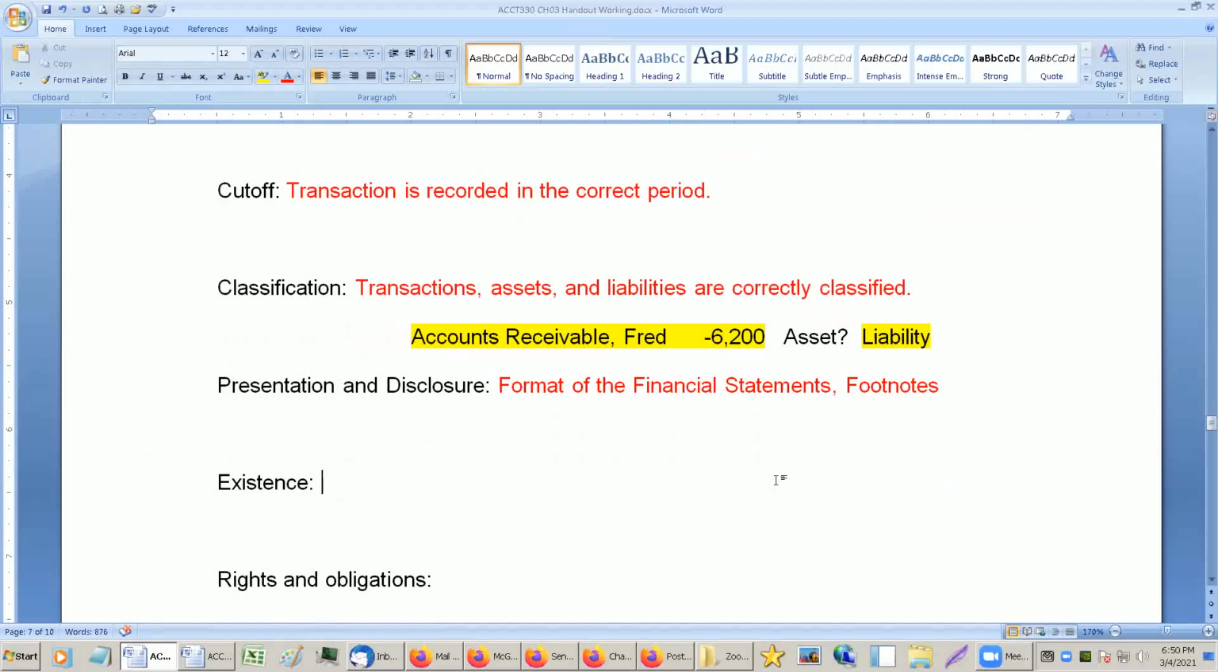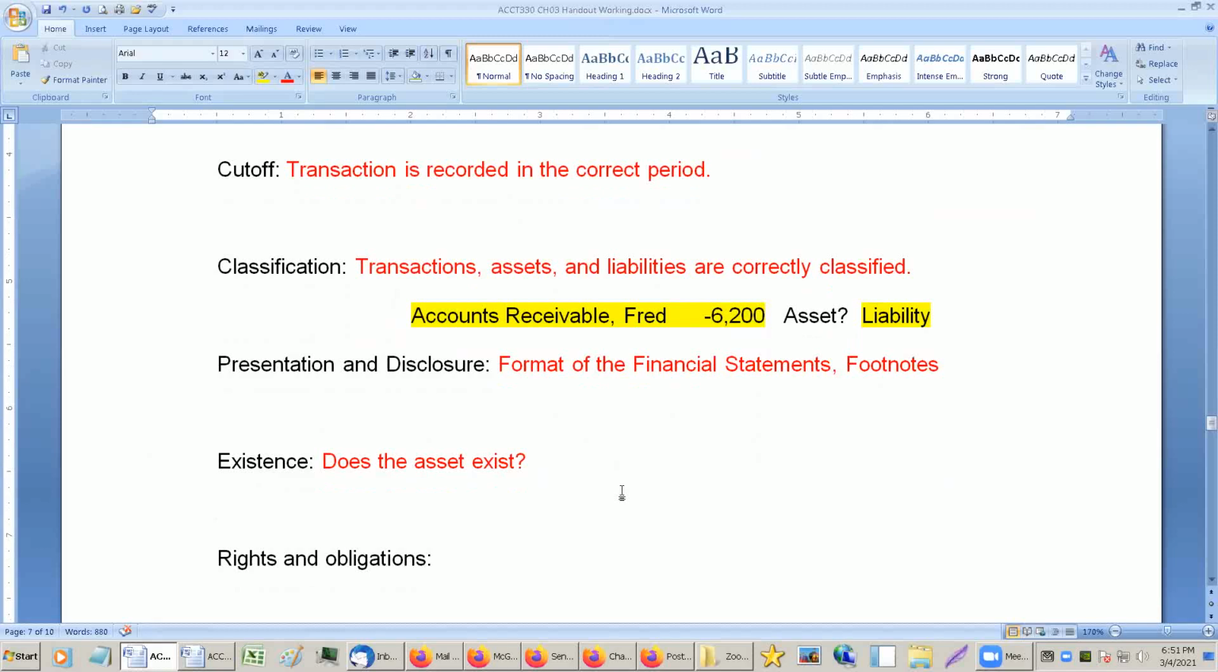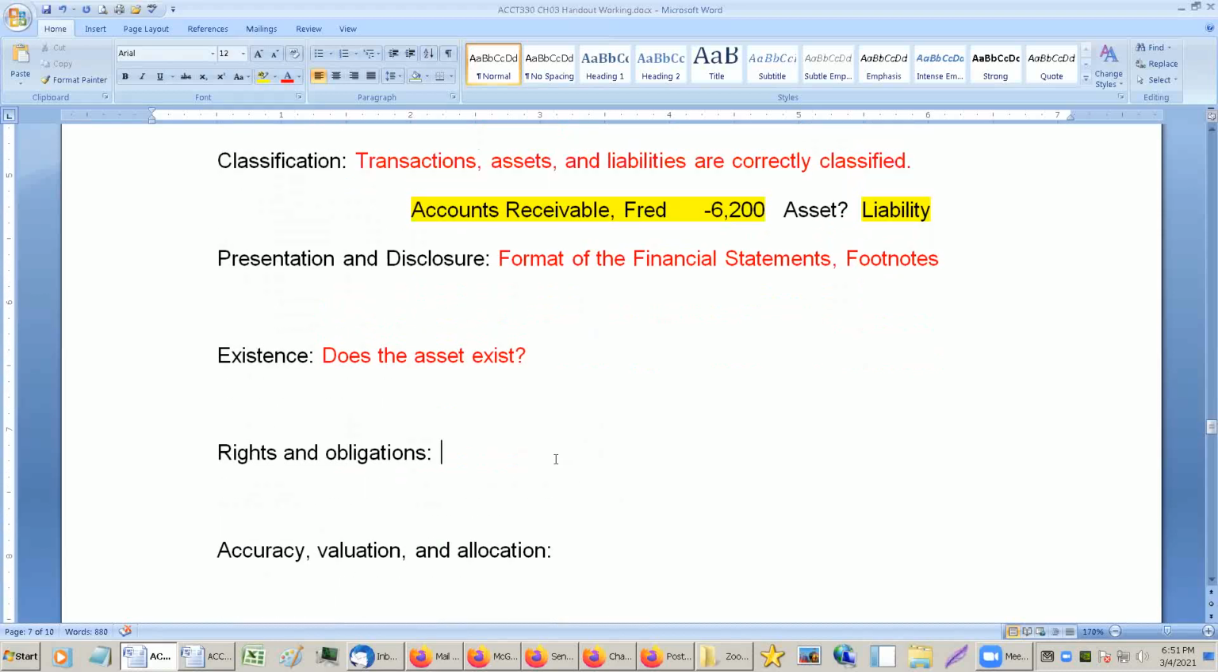Existence. Does the asset exist? So if they say they have 3 company cars, do they actually have 3 company cars? And the rights and obligations actually kind of relate to this. So if they say they have an asset, you check to see, does that asset exist? Okay, do they have the rights to those assets?